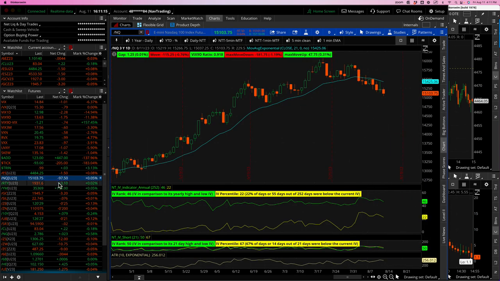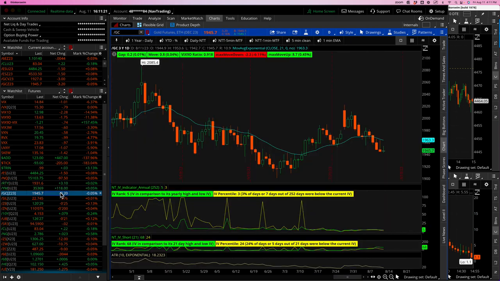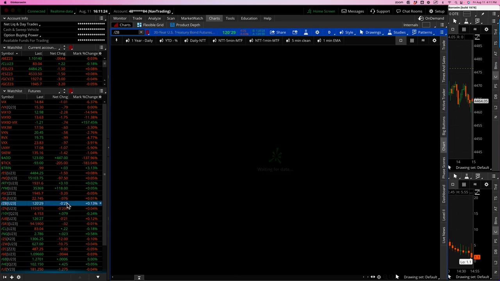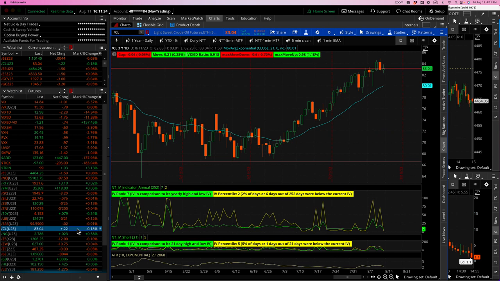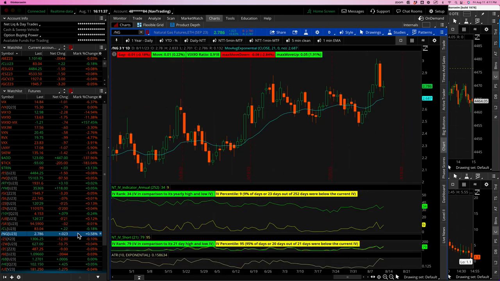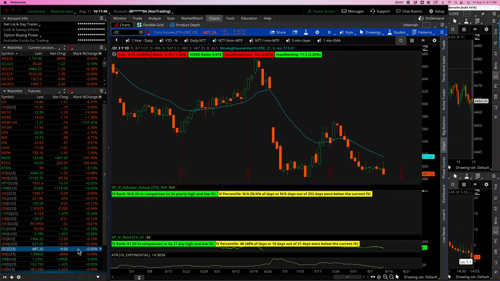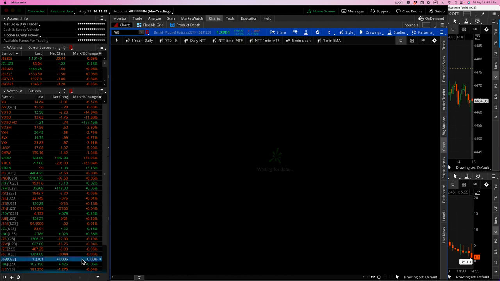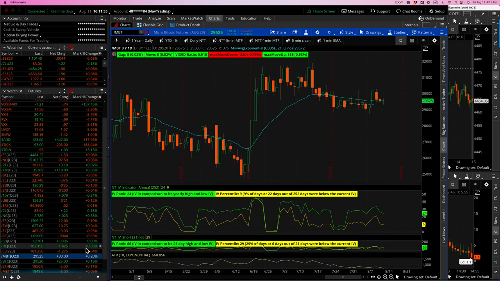NASDAQ also finished lower on the week. Russell finished lower on the week, and Dow a little bit more sideways. Gold and silver lower on the week. Notes and bonds kind of back and forth. 10-year yield on the rise again, back up above 4.15. Oil stronger on the week. Natty gas had a big sell-off Thursday, but a little bit higher on the week. Soybeans kind of choppy. Wheat kind of choppy to lower. Corn choppy to lower. Euro and the pound kind of choppy sideways. And Bitcoin kind of choppy, hanging around right between 29,000 and 30,000.